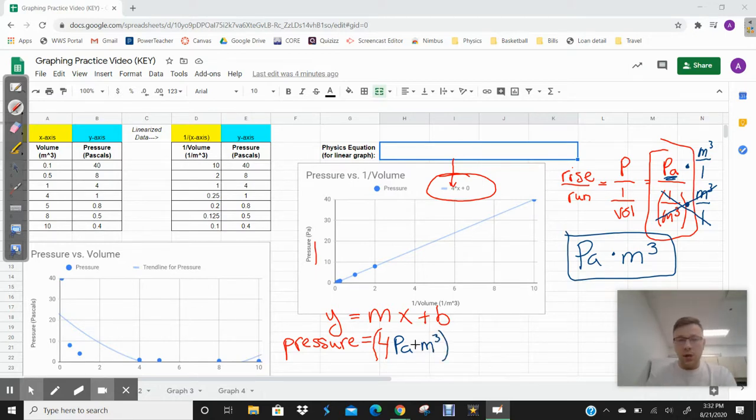Just remember, the units are not important right now. I don't need you to know what that means or anything, okay? I just want to go through the process here.